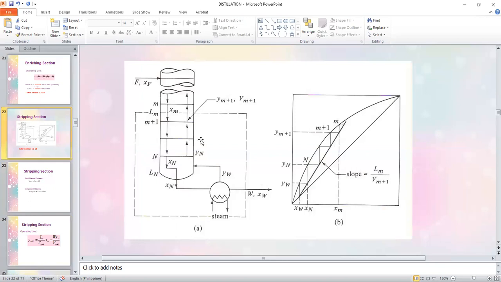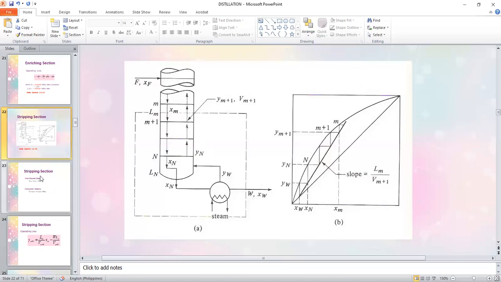So your V sub m plus 1 is this particular vapor phase leaving stage M. This one, stage M, and you have this one as Lm. This is your Lm, the liquid phase. And this one is your bottoms liquid. So if you notice in this section, you have this as one leaving phase, you have this as one leaving phase, and you have one entering phase, the L sub M only.